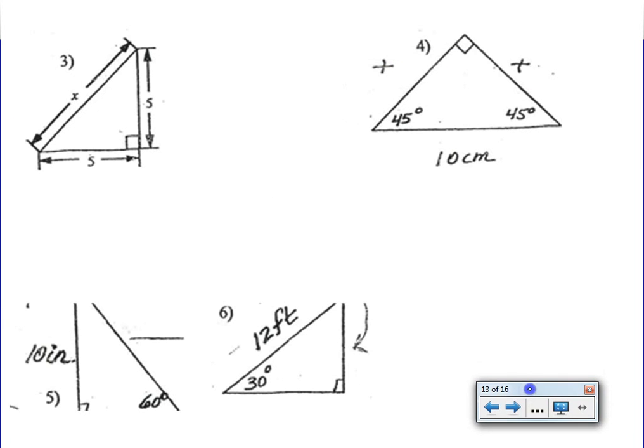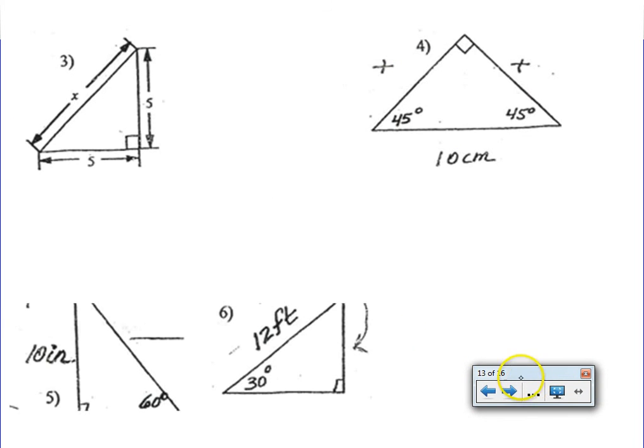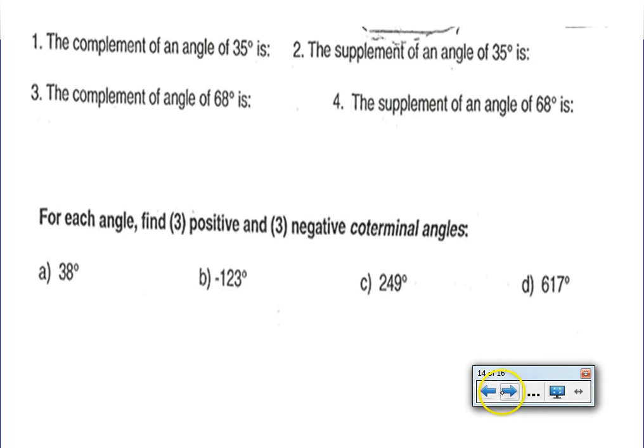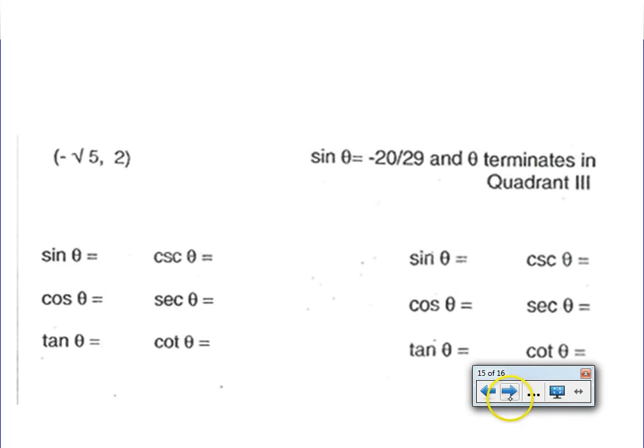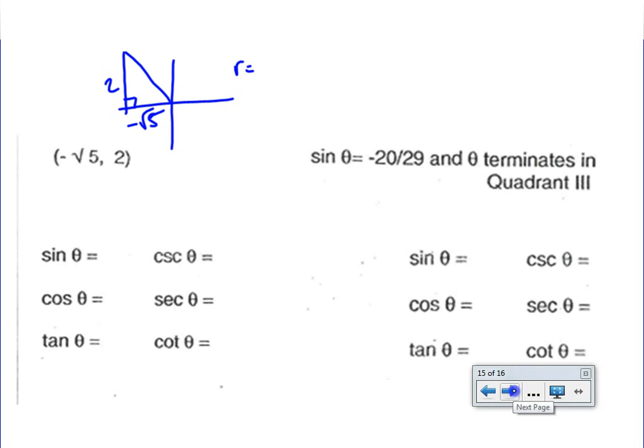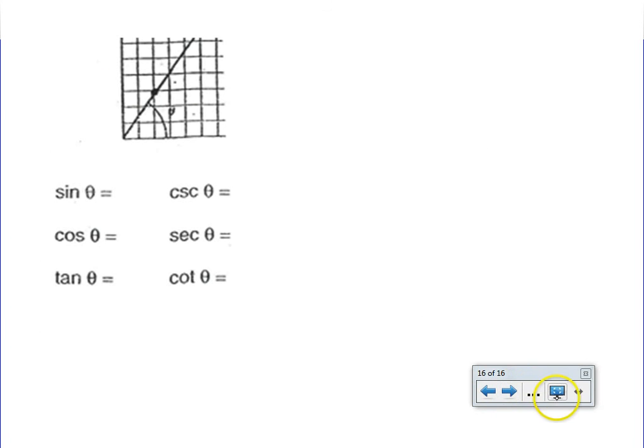And then these problems are just a little reminder of how to do 30, 60, 90s and 45, 45, 90s once you get to this one and this one. So refer back to your notes on that. Complement and supplement and coterminal, all old ideas. And then this is a problem where I would start by drawing where my terminal side is located, so negative square root of 5 and 2 would be something like this. And then your job is to find r, and then you can fill out your 6 trigonometric functions. Same thing with the next example, and same thing with the last example.